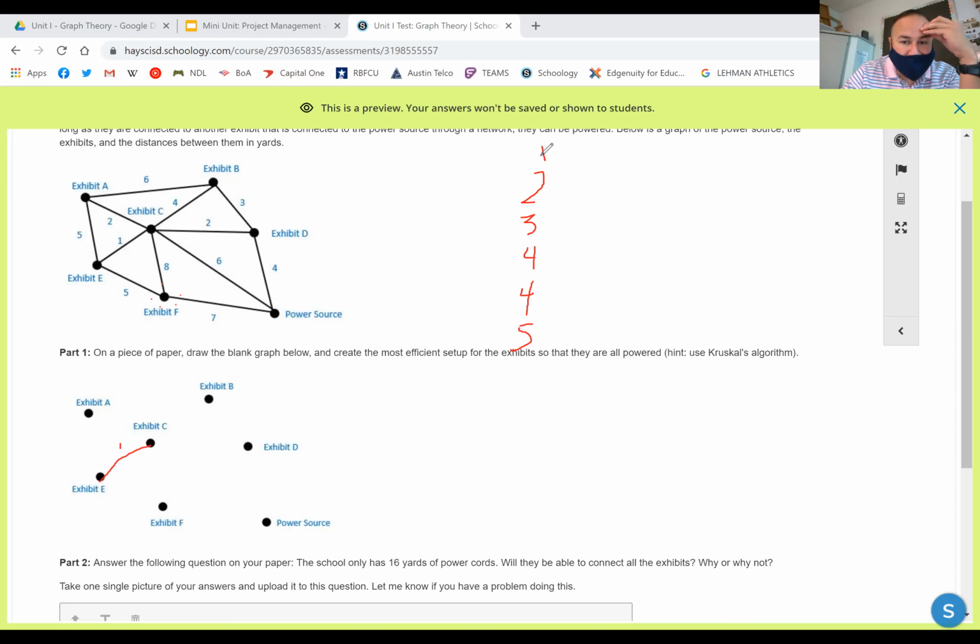Cross it off the list, go to the next one. Connect the next one as long as it doesn't create a cycle. Cross it off the list. This is what your spanning tree should have looked like if you did it correctly.